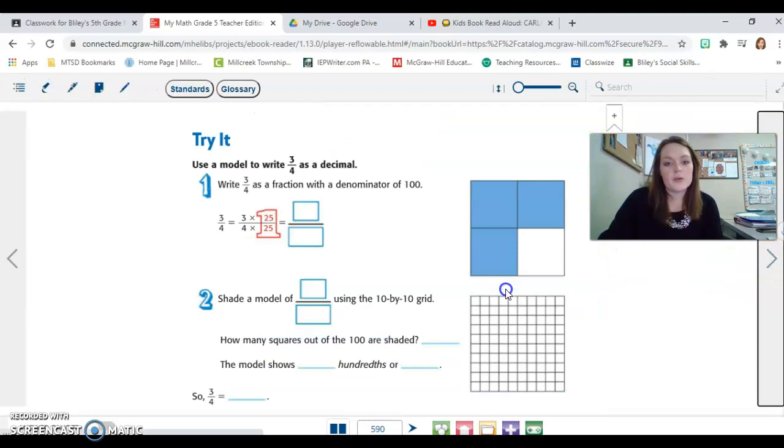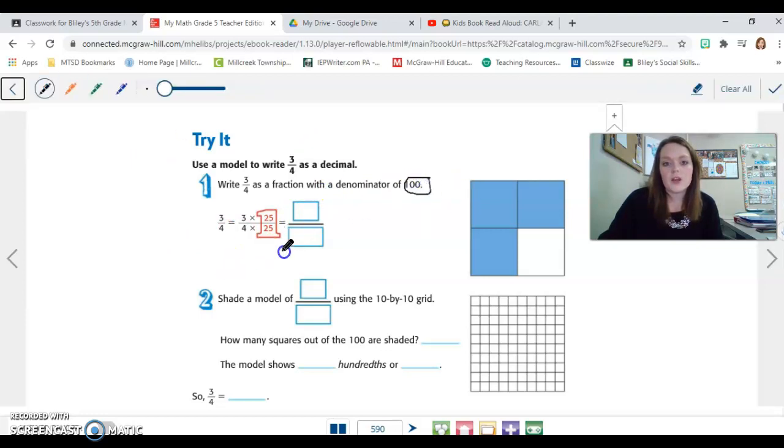Let's look at example 2. It says, use a model to represent 3/4 as a decimal. Write 3/4 as a fraction with a denominator of 100. Okay, so that's important. Let's keep that in mind, 100. So we need to get 4 times what is 100? Well, think about quarters. A quarter is 25 cents, and there's 4 quarters in a dollar, right? So 4 times 25 is 100. And then remember what we do to the bottom, we do to the top. We're going to take 3 times 25, which is 75.